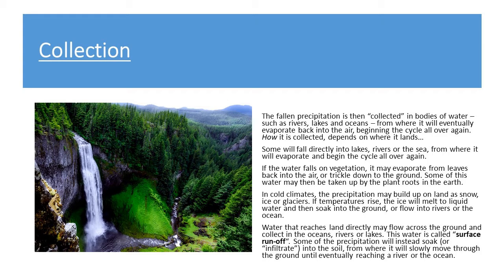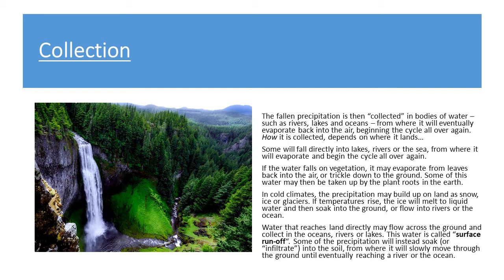The final stage of the water cycle is collection. The fallen precipitation is then collected in bodies of water such as rivers, lakes or oceans, from where it will eventually evaporate back into the air and begin the cycle all over again. How it is collected depends on where it lands. Some will fall directly into lakes, rivers or seas, from where it will evaporate and begin the cycle all over again.